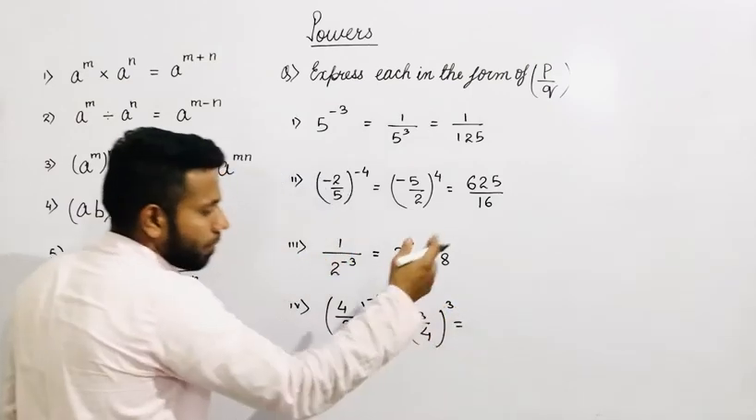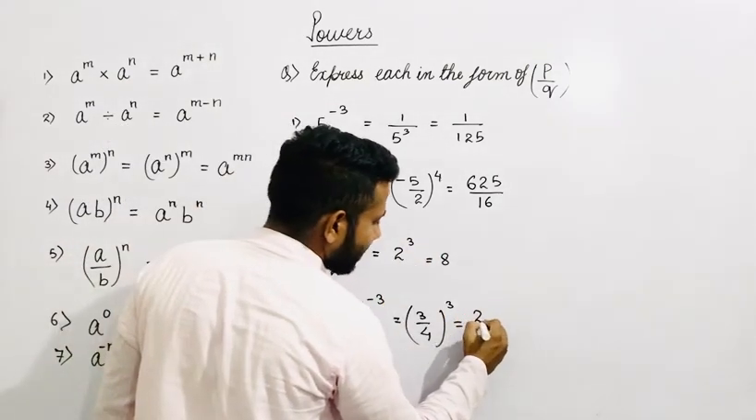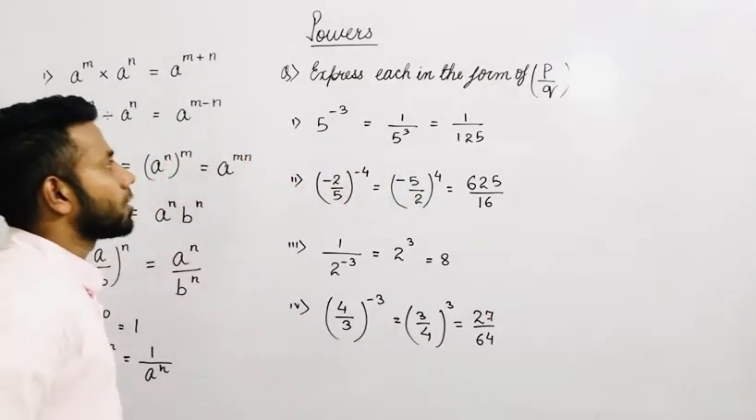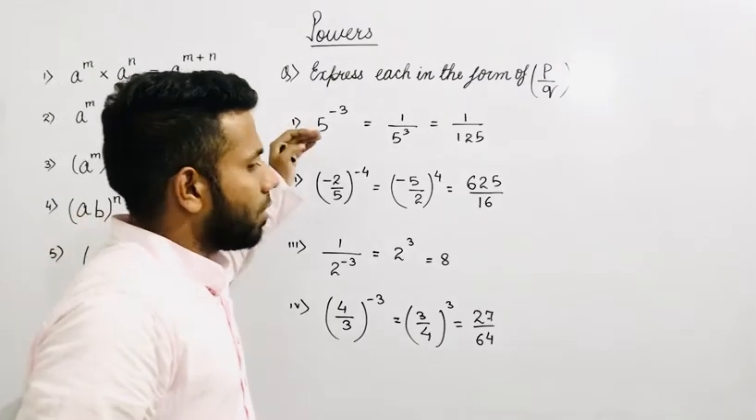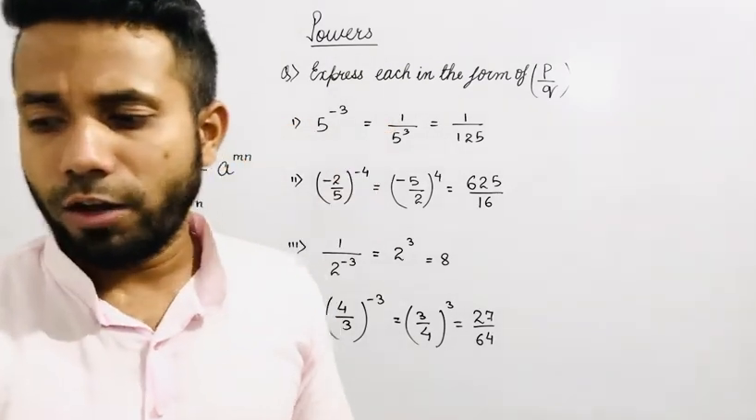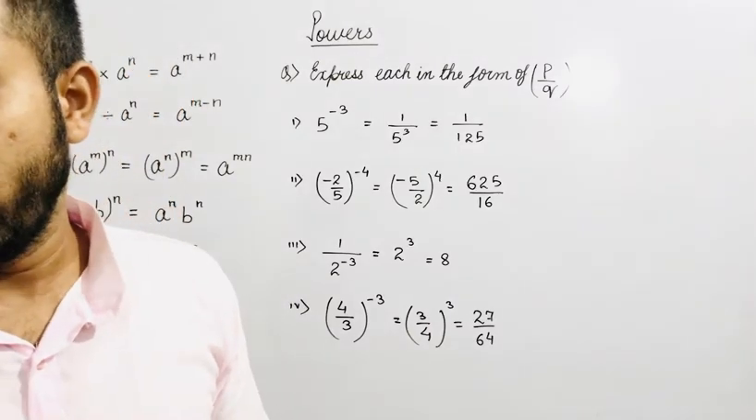What is (3/4) to the power 3? 3 threes are 9, 9 times 3 is 27. It is 27 by 64. And this is how you express a number with a power in the form of p by q. This is the first section that we have done. This is how we reciprocate it.